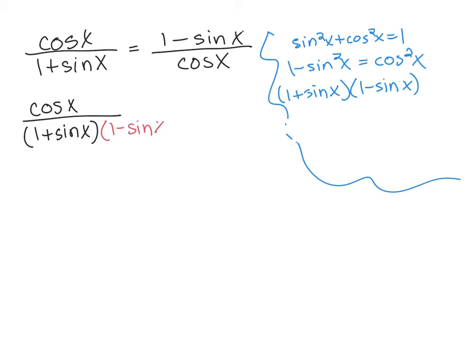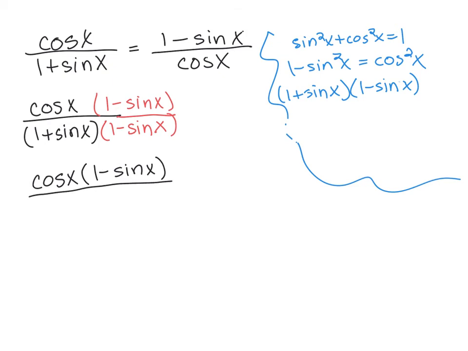There's not much I can do to the top, but if I do anything to the top, I have to do the same thing to the bottom because I can't change the value. Now, it's the bottom I was messing with, so I'm not going to multiply out the top. I'm going to leave it the way it is and see what happens. On the bottom, when I FOIL that out, you see that I've given myself the difference of squares here. So it's 1 squared minus sine squared.